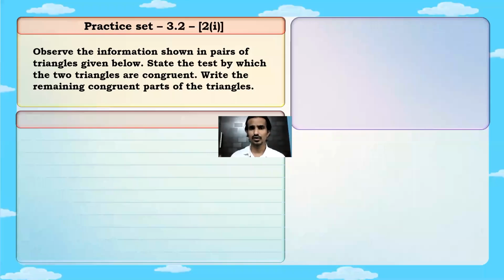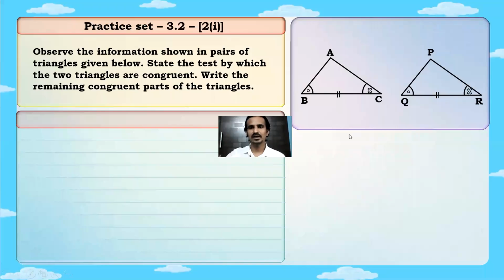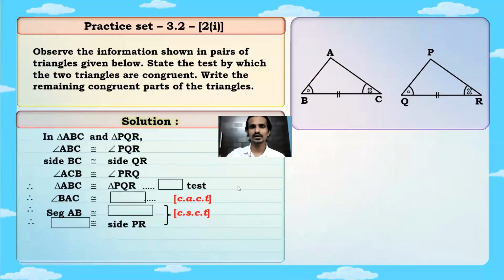Now here, students, just observe one thing. You have to first state the test by which the two triangles are congruent. So first the test to likhna padega. Okay. And then there is an additional thing also, remaining congruent parts. There are remaining congruent parts also that we have to write. So the first example that we have are the two triangles ABC and PQR. We have to prove them congruent and then also write down the remaining congruent part.